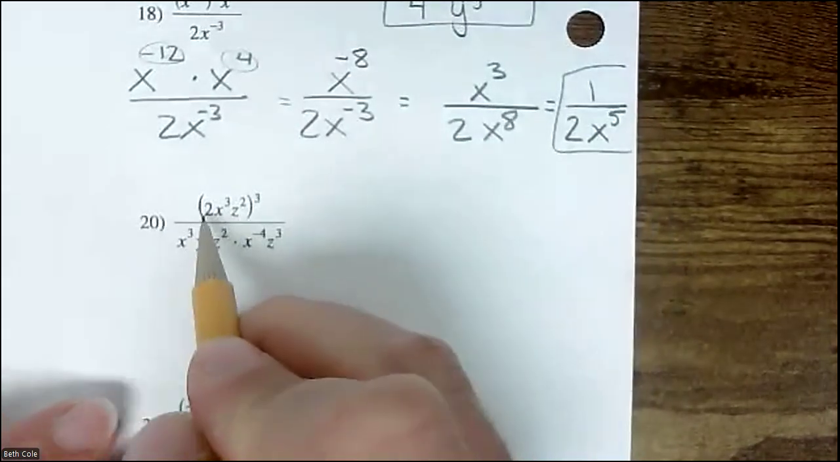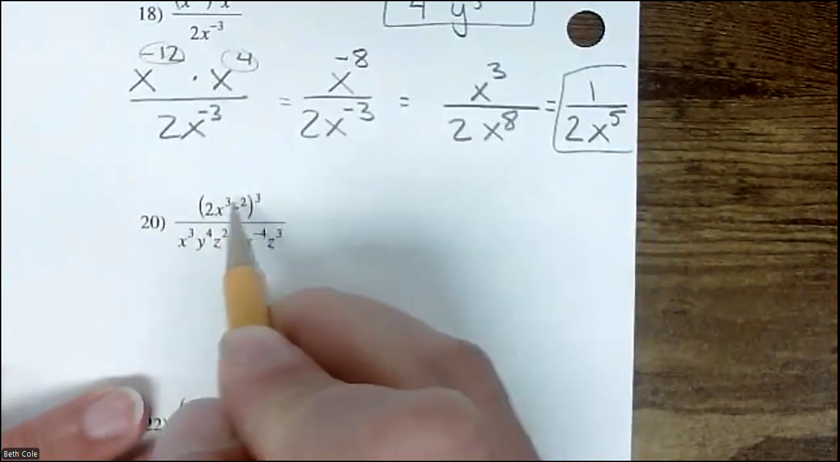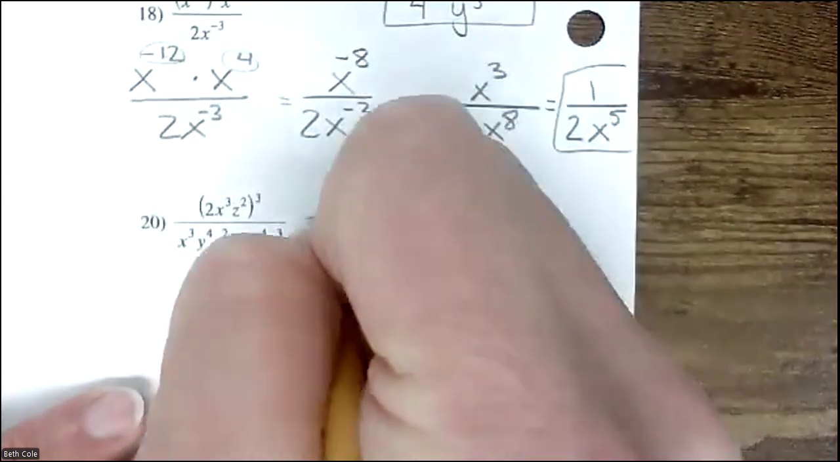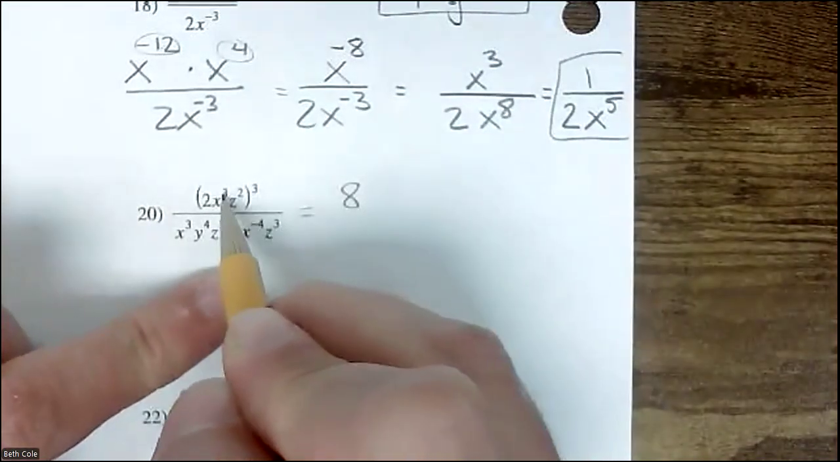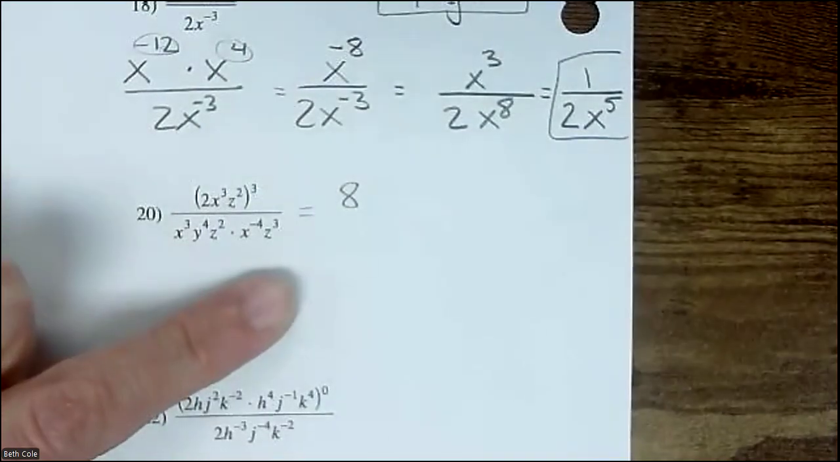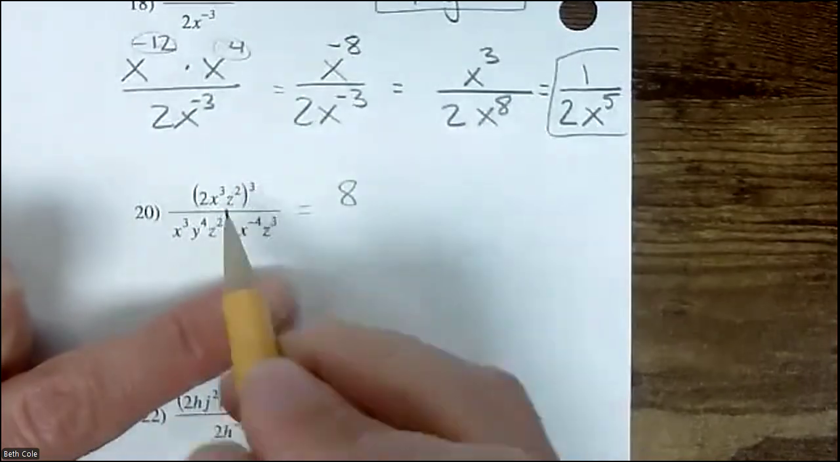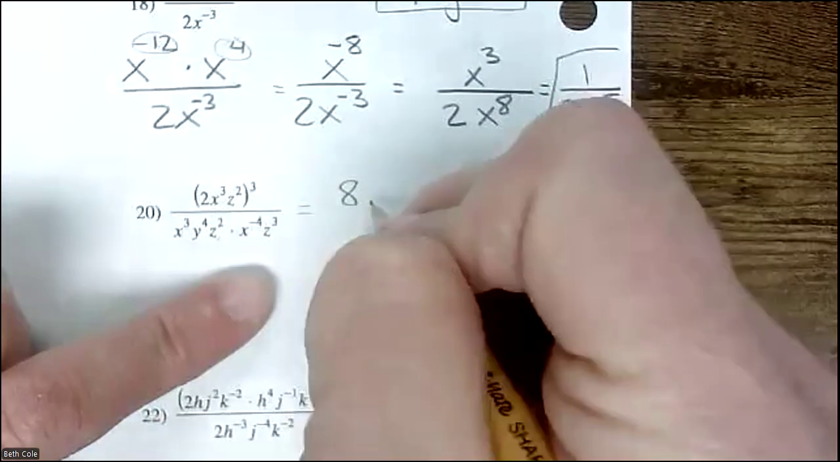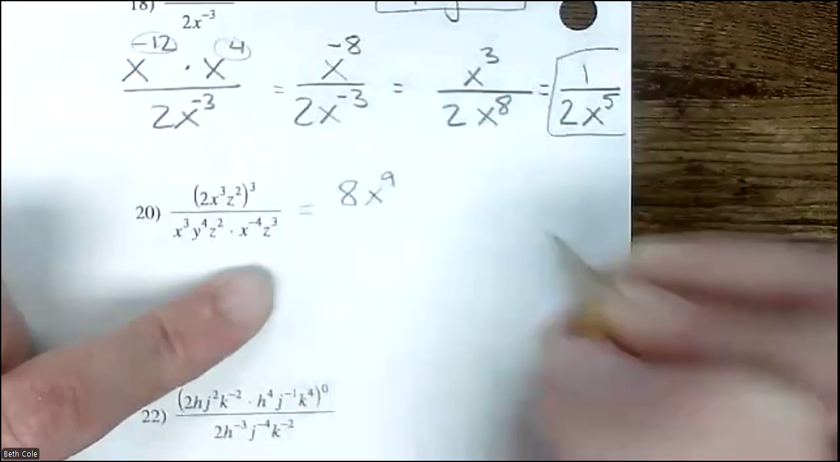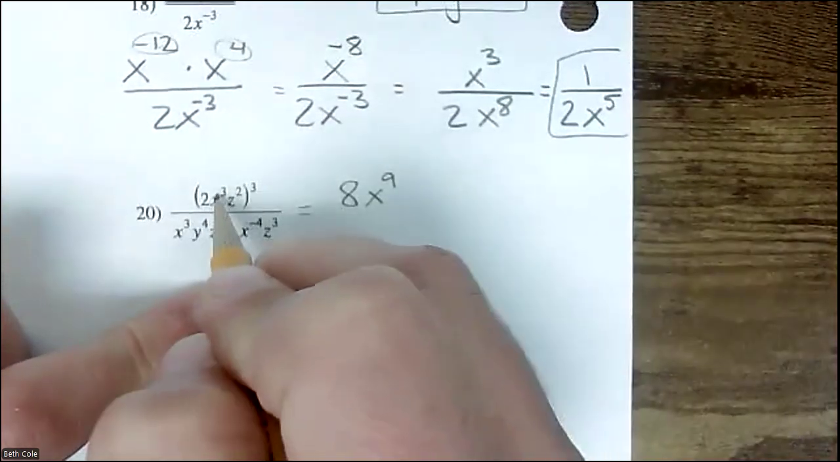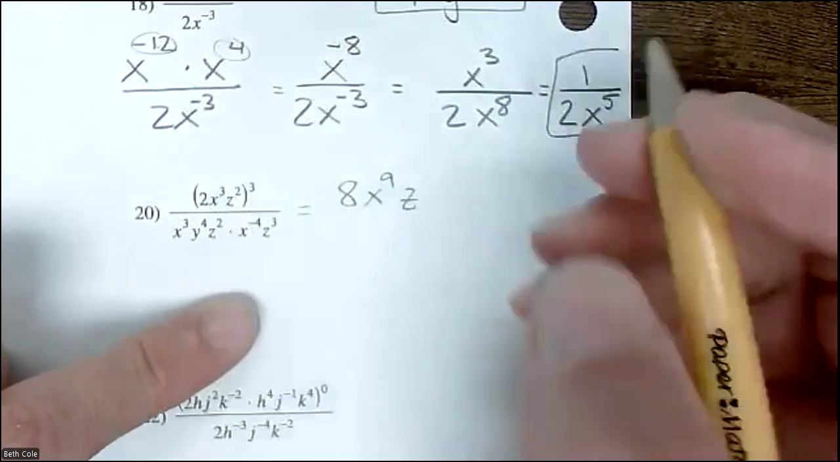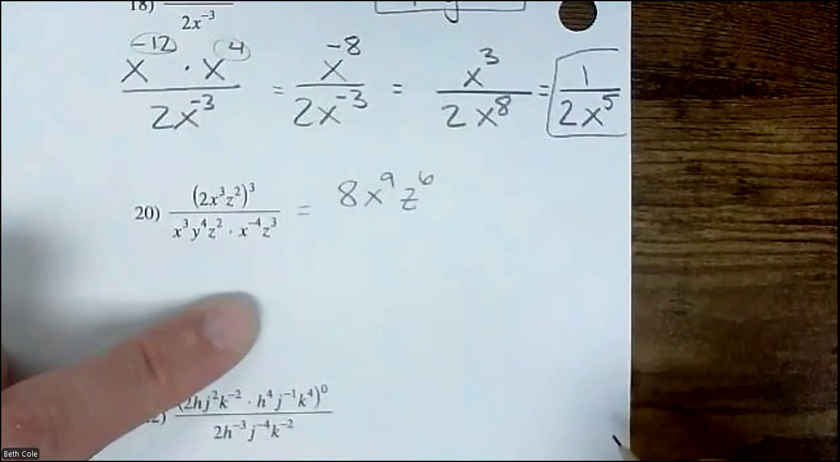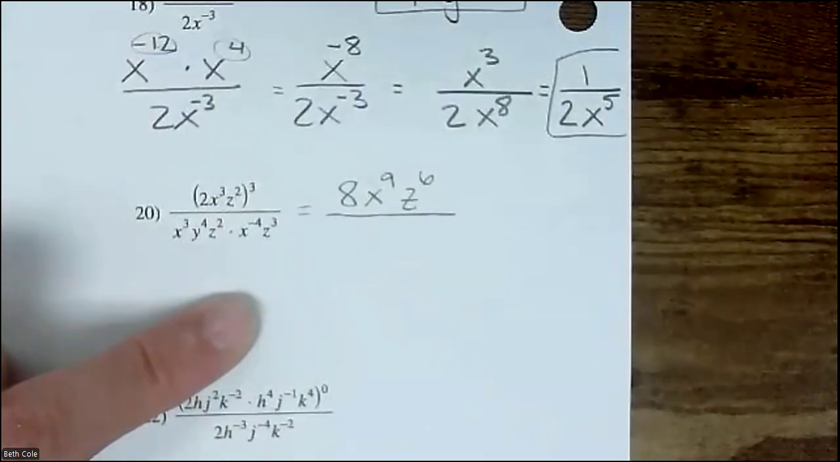Okay. Number 20. 2 to the 3rd. Do you see how this is to the 3rd power here? 2 to the 3rd is 8. If you didn't know that, calculate it. Now look behind me. A power means that you multiply. Power means multiply. So for x, you're doing 3 times 3. 9. Good job. 3 times 3 is 9. And then for z, you're doing 2 times 3, which is 6. 2 times 3 is 6.